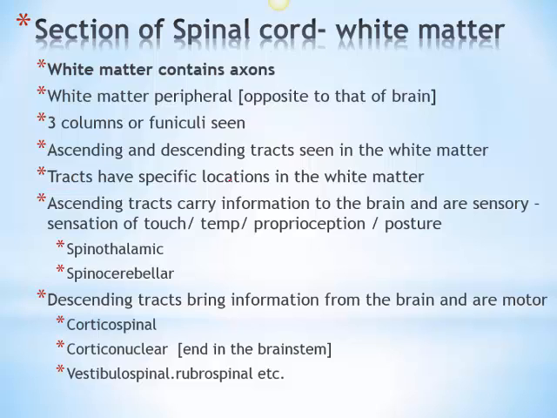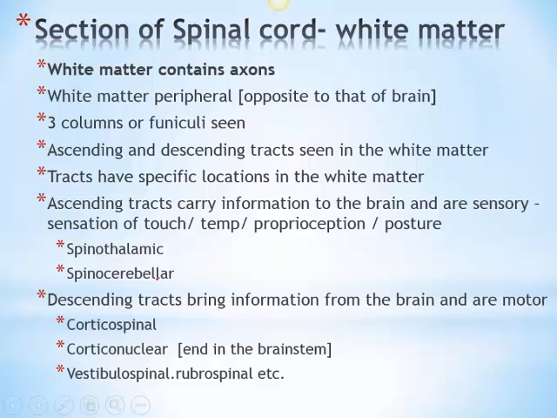There is a tract which carries touch sensation. Remember I said the parietal lobe receives information. You can hold an object in your hand with your eyes closed and still say what that object is. So there's a tract which carries that. That also has a specific location. Motor or descending tracts which bring information down, they also have a specific location.